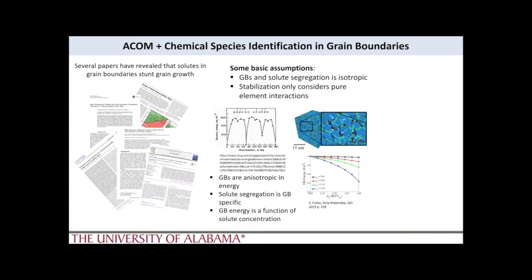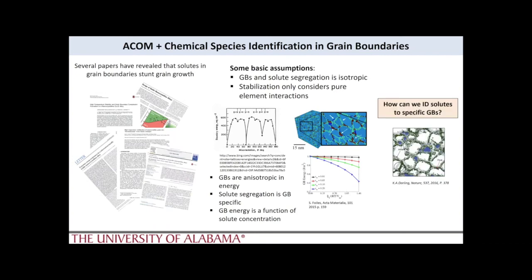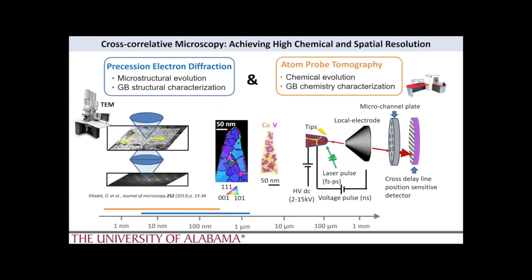But in reality, we know that grain boundaries have a diversity in their energy and their structure. We also know from modeling and experiments that solutes in different boundaries can be more enriched in one boundary and not enriched in the others. And this poses a significant challenge because at these small scales, how do we then correlate and quantify the chemical structure of the solute, the composition, excuse me, the concentration, if you will, to the specific boundary so that we can better inform our model development? To that end, we want to talk about cross-correlative work of PED with atom probe tomography.